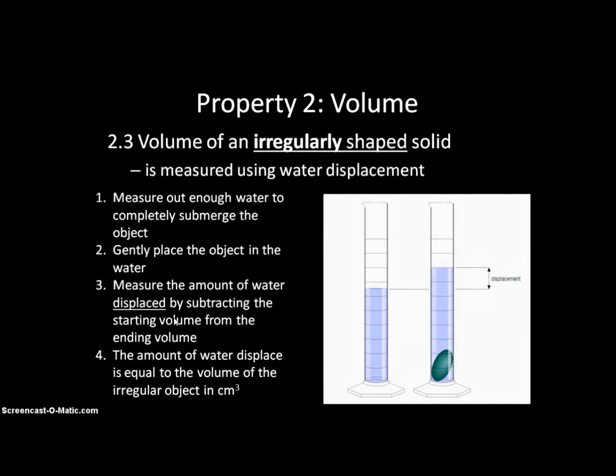And the next type of volume we're going to talk about is volume of an irregularly shaped solid. Now these solids are solids that do not have flat sides, and you cannot measure with a metric ruler. So we have to measure those in a process called water displacement. Basically what we do is we put that object in water and see how much the water level rises, and that's going to determine what the volume of that object is.